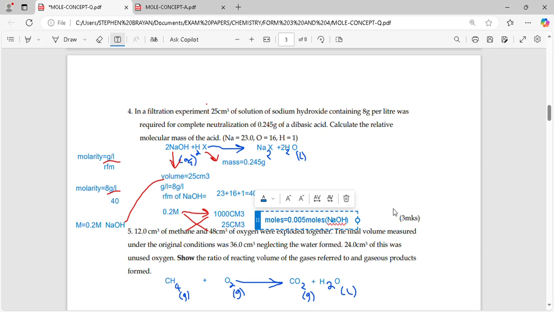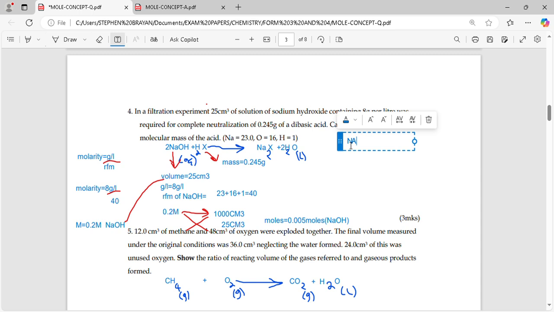Now, because we have the moles of sodium hydroxide, we can get the moles of this dibasic acid using the mole ratio. If you look at sodium hydroxide and the dibasic acid, their mole ratio is 2 to 1. In front of sodium hydroxide there is a 2, and in front of the dibasic acid, there is nothing. So the mole ratio of sodium hydroxide to the dibasic acid is 2 to 1.